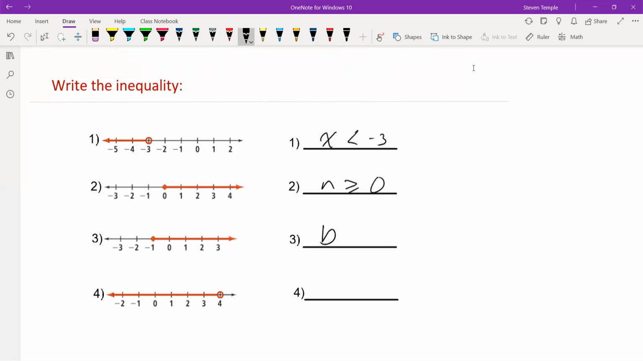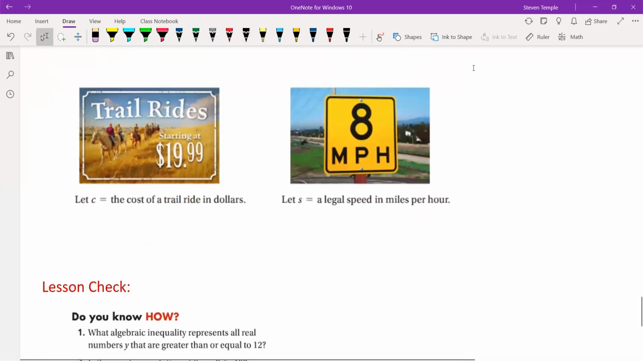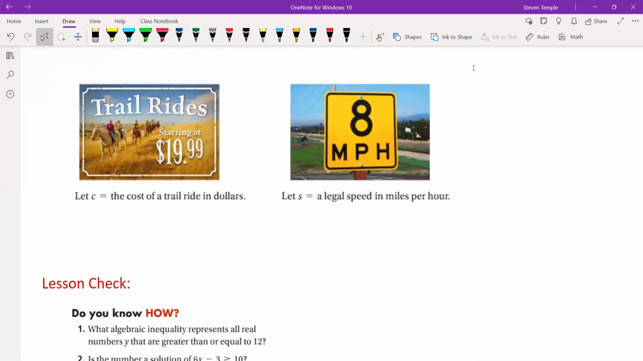I'm going to start with a B, and starting at -1. And it looks like B is going to be shaded, is greater than -1, and it is also equal to. And then finally, you can use a variable and a 4, and it looks like it's going to be shaded left, and it's not equal to. Okay. I'm going to go ahead and just finish this out right here, then I'll assign your assignment.